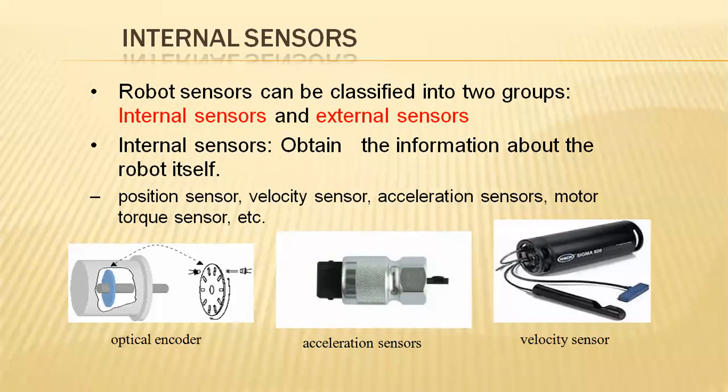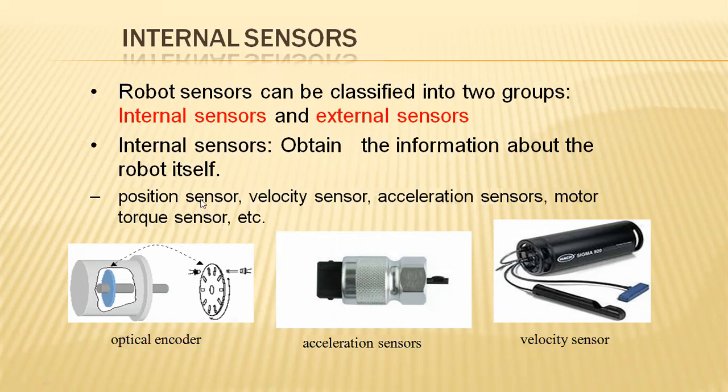Acceleration sensors and velocity sensors. So acceleration sensors are nothing but measuring the increasing of its speed. Coming to the velocity sensors, they also measure the movements of the objects.